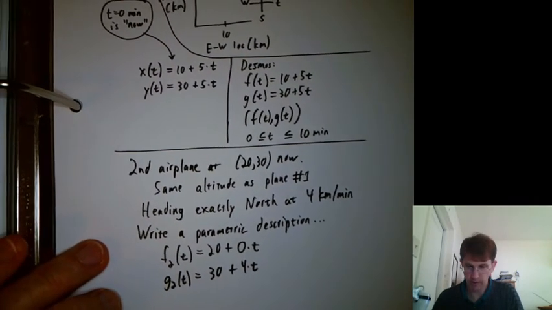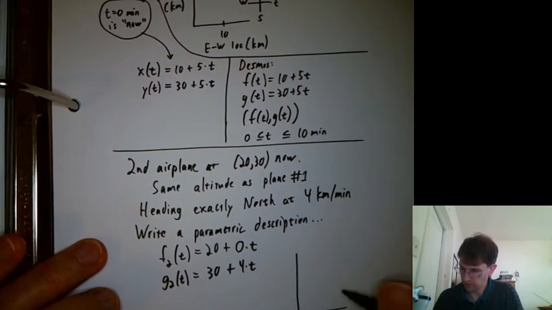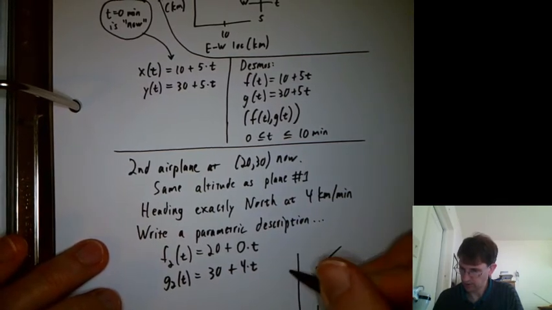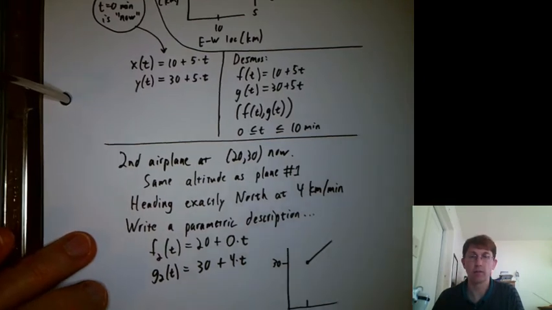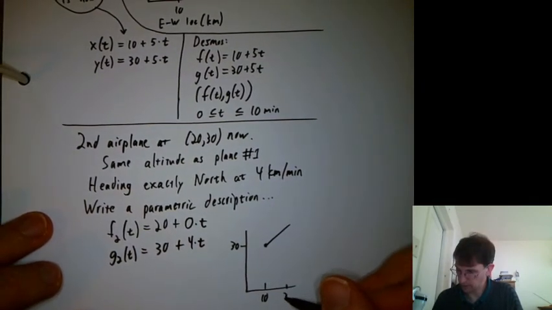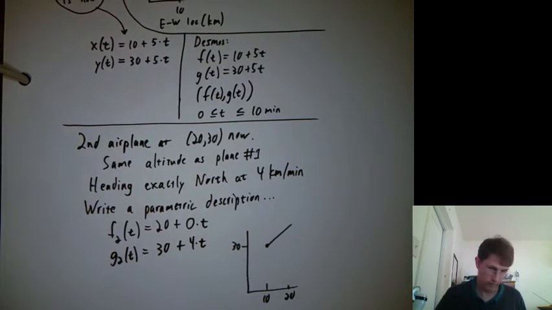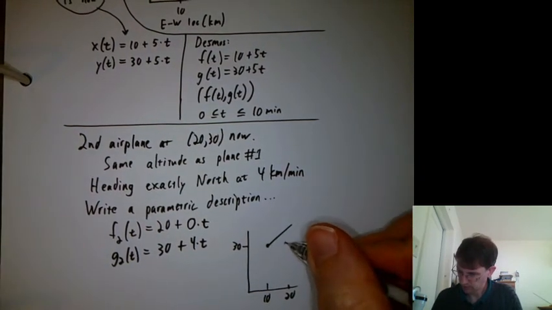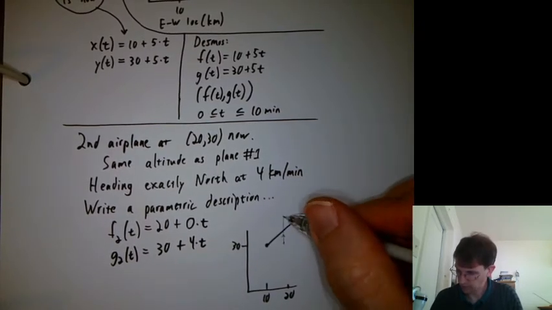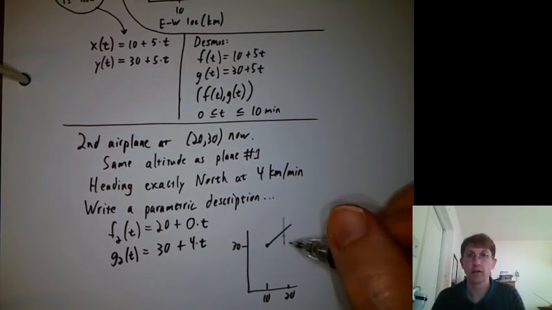And then if we graph those, we've got our original plane doing this here at 10:30. And our second plane is at 20:30. Do this in another color. And it's heading exactly north. So when you graph those parametric curves, they're going to cross.